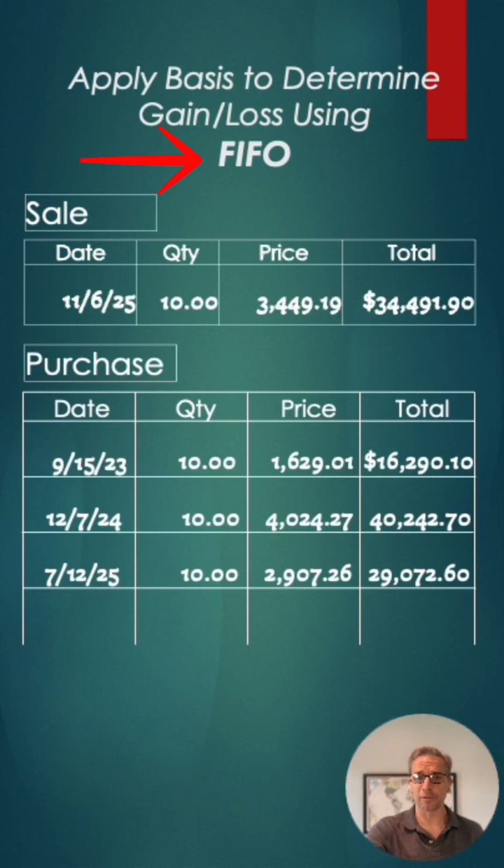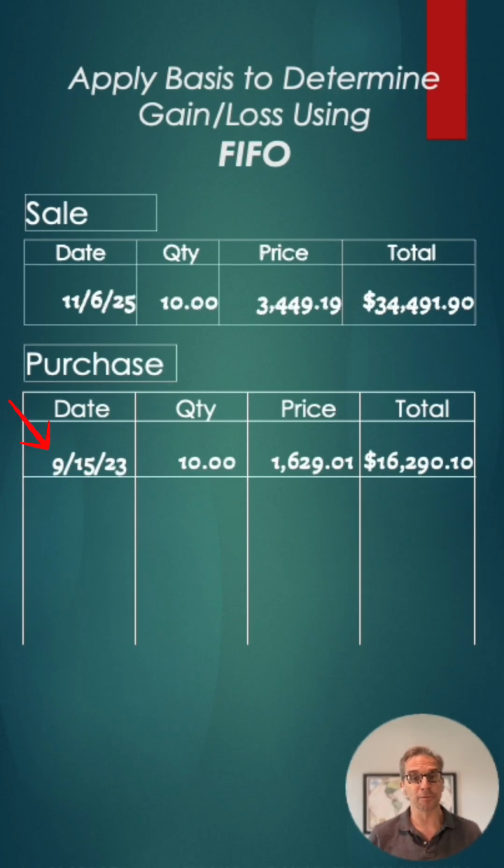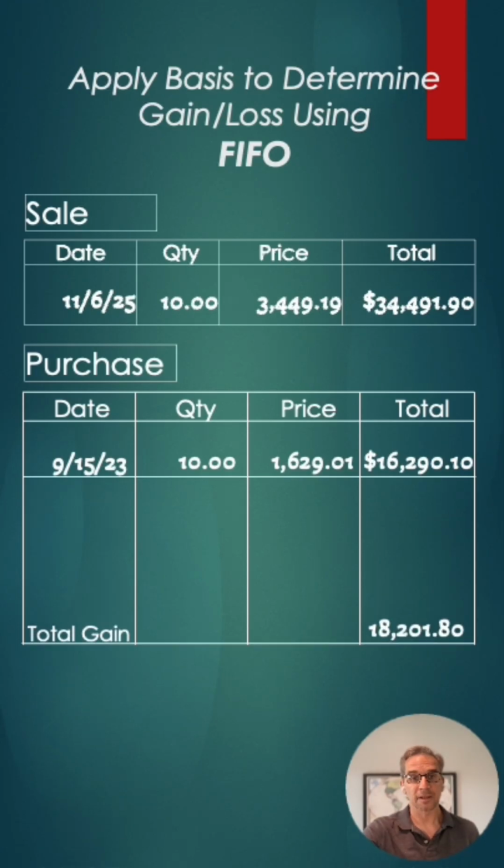Let's use FIFO first. Now, remember, FIFO is first in, first out. What we're talking about when we say first in, we're talking about dates. So what we're going to do is apply the first purchase of ETH against the proceeds in order to determine what the gain or loss is. In this case, we don't need the 2024 purchase or the 2025 purchase, which leaves the first amount that we purchased back in 2023 of $16,000. That's the basis that we're going to apply against your sale proceeds. That gave us a gain of $18,201. So now we know our gain based on the FIFO method of accounting.